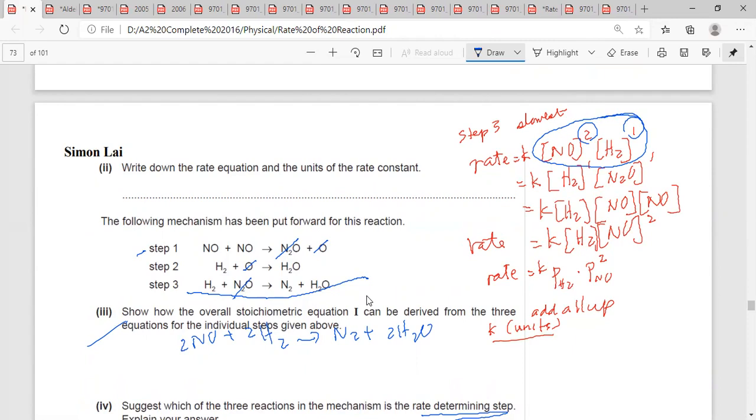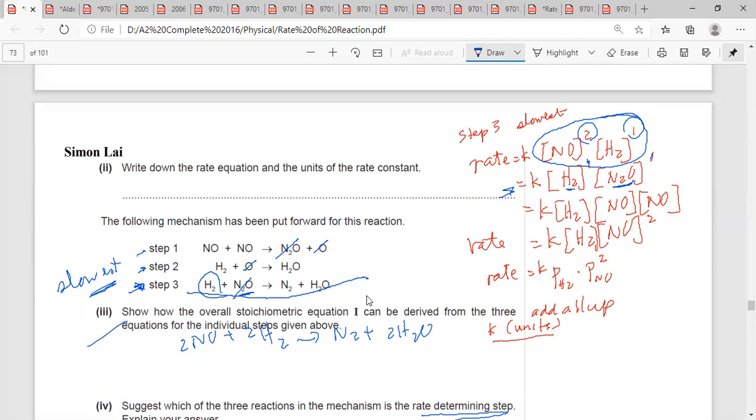So I must think, which is the correct step? You need to guess that. I guess that step 3 is the slowest, because in step 2 I cannot go backwards to give me my NO, but step 3 can. So if step 3 is the slowest, what do I get? Rate equals k [N2O] power 1 [H2] power 1.